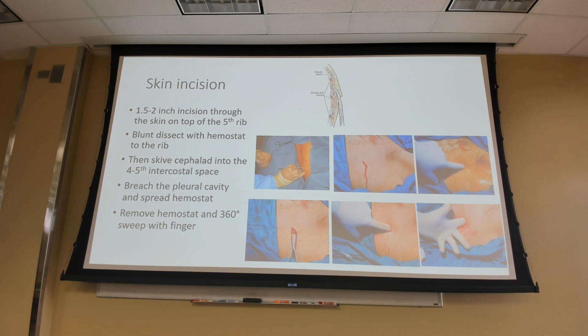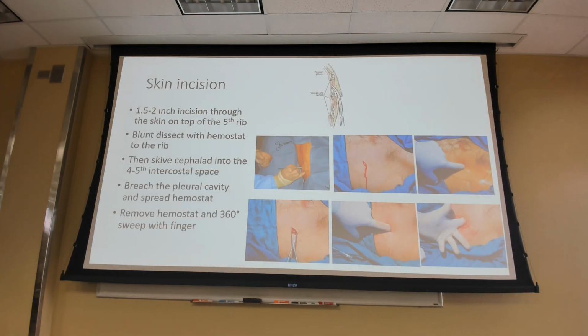Now, after you spread open the tissue into the pleural cavity, you then want to make sure you can get your finger in there, and you need to note that you're in the right location. So you do a 360 finger sweep, and we'll show some x-rays here where they probably didn't do that, and that's why that tube isn't in the correct location.